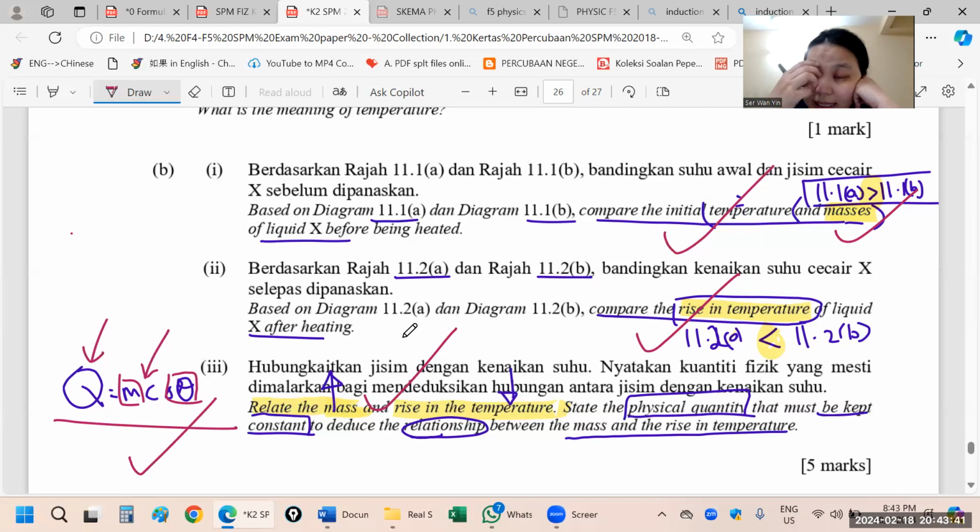Sometimes they ask for two relationships, sometimes they ask for the constant. So you try to find the formula back: heat, rise in temperature. Find out the formula. They are asking for these two, so these two are constant.